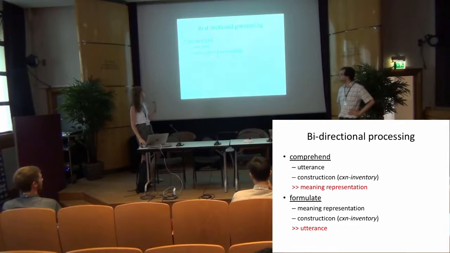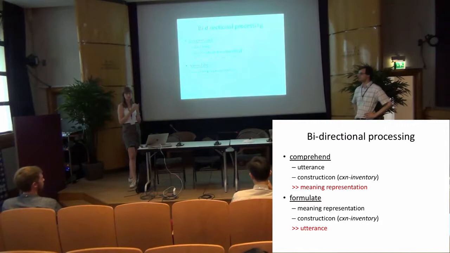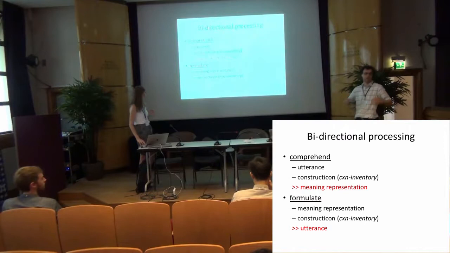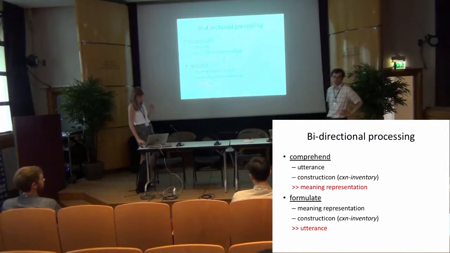Then there's also the function formulate, which does the reverse. Give it a meaning representation, and this meaning representation can be of any type. You can use predicate calculus, or you can use frame semantics. We have done multiple versions of that. This is also procedural semantics. Well, any kind of semantics that you want to use. It doesn't impose anything on which meaning representations. And then, of course, also a constructicon, the same constructicon. There are no different systems for comprehension or production. It's the same. And then it will give you an utterance, or more utterances. If your grammar allows this, maybe it will give you three utterances. You can also specify the number of utterances if you're interested in that.